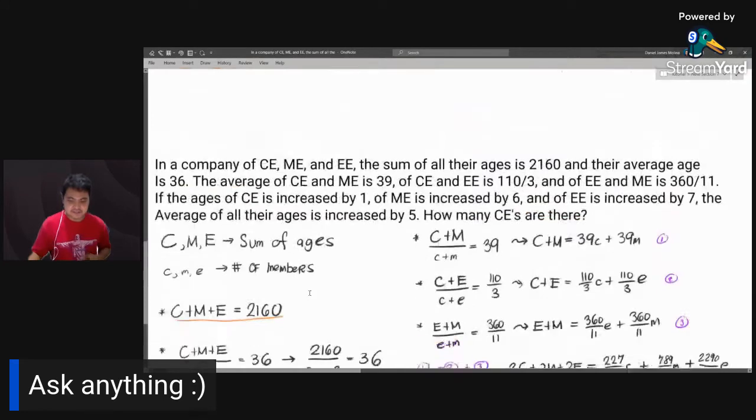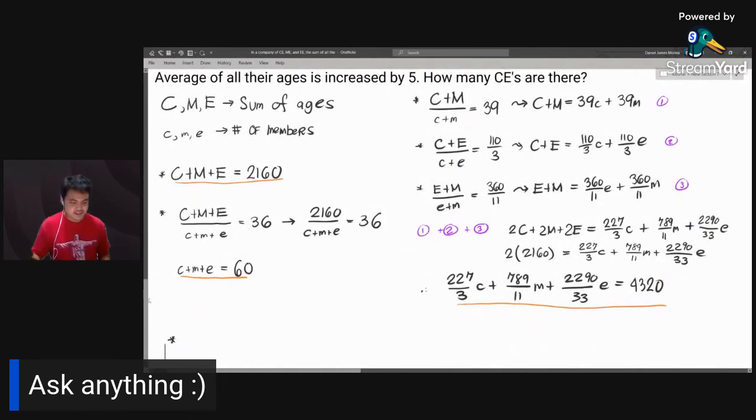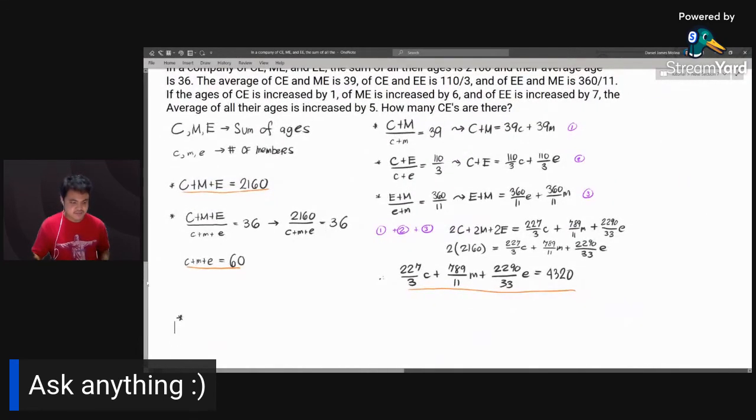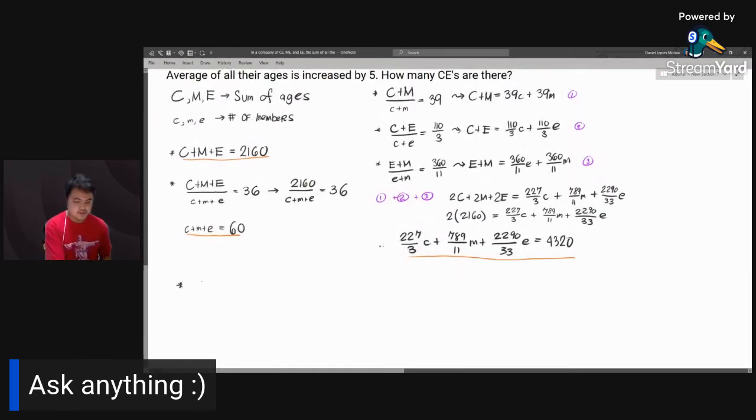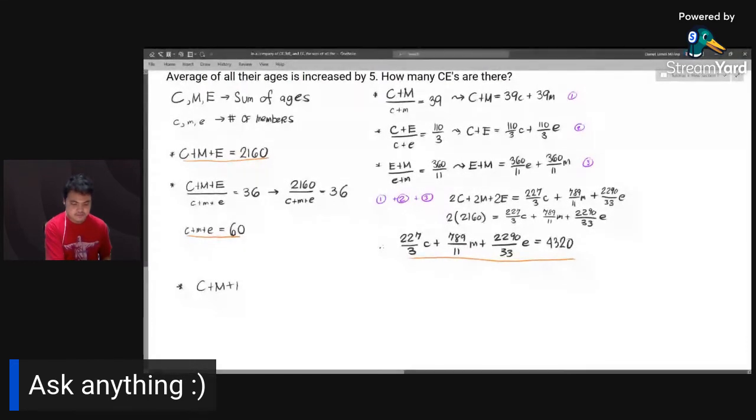Ano ba yung third condition natin? Ayan na nga. Scroll out lang natin. Ano ba yung third condition natin? Each CE is increased by 1. Each ME increased by 6. Tapos each EE is increased by 7. So, ano yung magiging total nun, di ba? Siyempre, yung original na C plus M plus E.